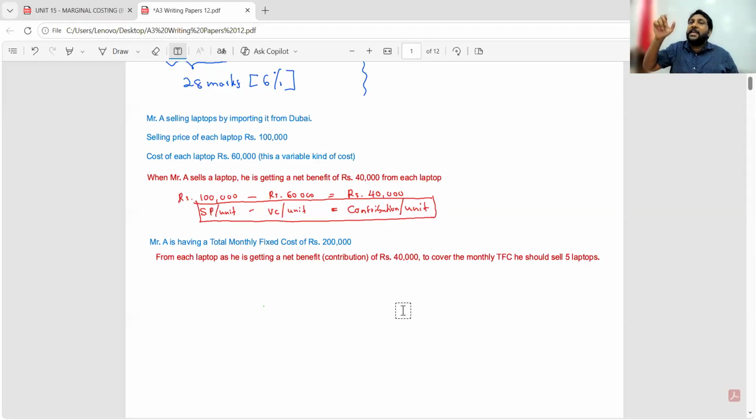For the 5 laptops that he should sell to cover all the cost, to make the profit 0, there is a name. We will call it the break even point.